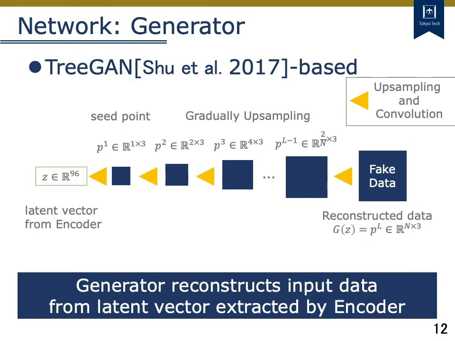Next, I will talk about the generator. The generator is based on tree-GAN. The tree-GAN-based generator reconstructs input data from latent vector from the encoder. In the reconstruction process, the generator gradually upsamples the number of points. Additionally, after each upsampling, we use graph convolution for making features for spatial relationships. We defined reconstructed data as fake data fed into the next GAN pipeline.